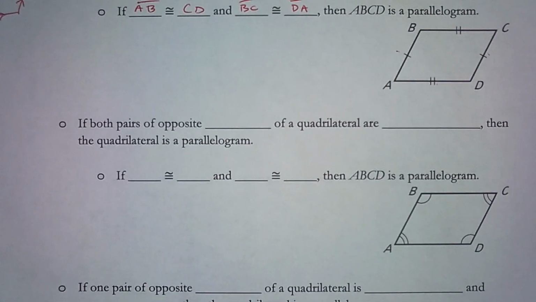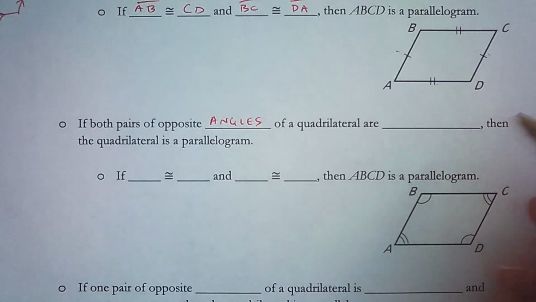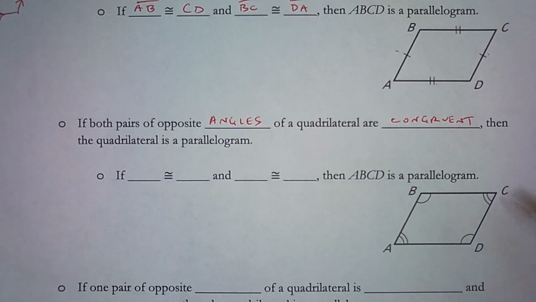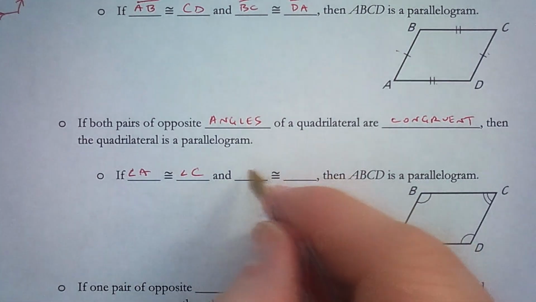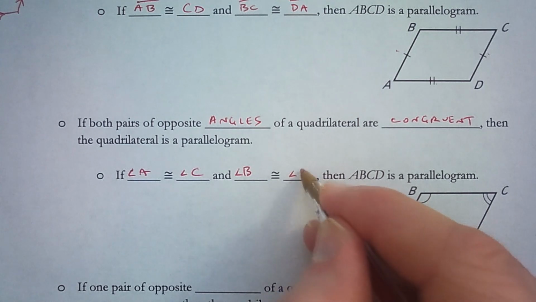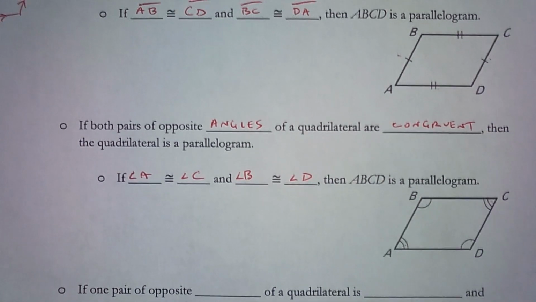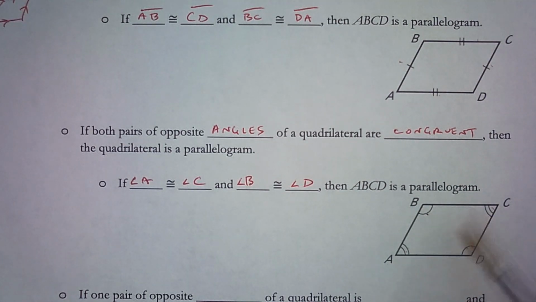Another way to prove that a quadrilateral is a parallelogram is if both pairs of opposite angles are congruent. So in this quadrilateral, if angle A is congruent to angle C and angle B is congruent to angle D, then I know ABCD is a parallelogram. If I see opposite angles are congruent, then I know that I'm looking at a parallelogram. So we have both pairs of opposite sides congruent. That makes this a parallelogram, which means opposite sides will be parallel. Both pairs of opposite angles are congruent, makes this a parallelogram, which means, once again, both pairs of opposite sides are parallel.